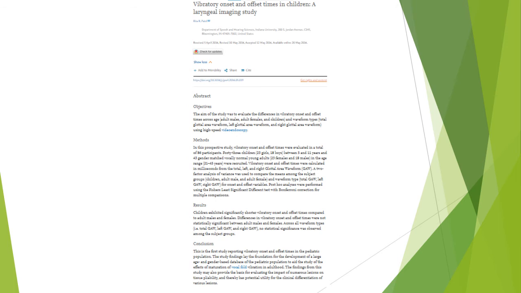This study shows closing and opening phases of children. The findings show, not surprisingly, that the onset time is shorter than in adults and can provide a basis for evaluating the impact of numerous lesions on tissue pliability and thereby has potential utility for the clinical differentiation of various lesions. The measurements were made with the setup from Pentax.